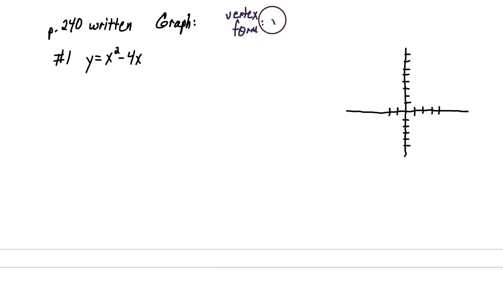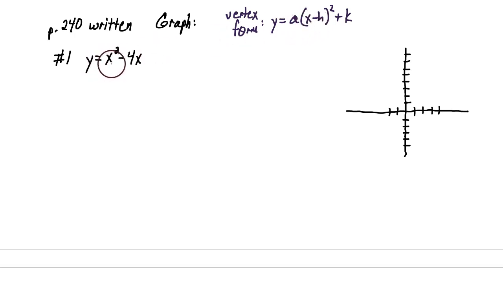Vertex form was y equals some number, we call it a, times x take away some number, which we called h, squared, plus some number, which we called k. And when it had this format to it, we could quickly find the vertex, it was h comma k, and then we could make a chart to get other dots to make the branches. We do not have that form.